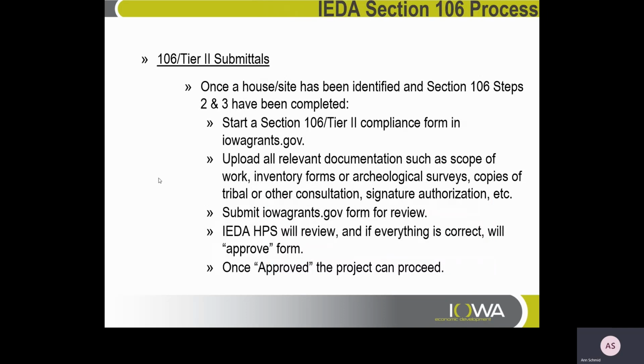After you have release of funds and you've identified those specific houses or sites that will be in your project area, and you've completed steps 2 and 3 of the Section 106 process, then you'll start your Section 106 Tier 2 compliance form in Iowa grants. You'll upload all relevant documentation such as scope of work, inventory forms, archaeological surveys, copies of tribal or other consultation, signature authorization, etc. You'll submit the form for review. IEDA's Historic Preservation Specialist will review, and if everything is correct, will approve. Once approved, the project can proceed.